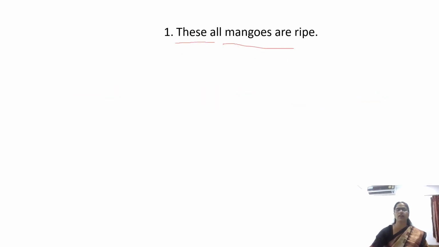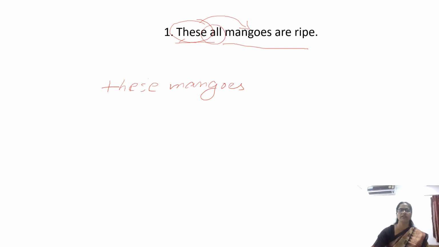These all mangoes are ripe. Similar kind of mistake. This is a determiner, and a determiner should come right before a noun. So, what is the noun here? Mangoes is our noun. So, we need to put this determiner right before mangoes. So, we need to write these here, and obviously all will come before it. So all these mangoes are ripe is the correct answer.